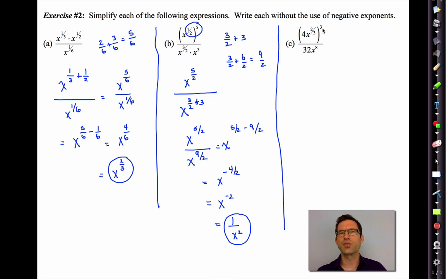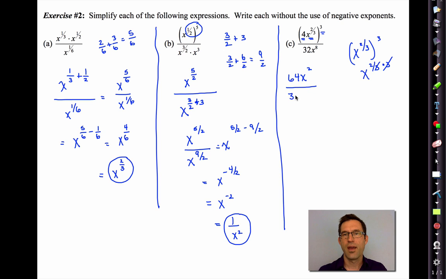4x to the 2/3 cubed. Now, one thing you don't want to forget to do is apply that cubing to both the 4 and the x to the 2/3. So 4 cubed is 4 times 4 times 4, which is 64. Keep in mind that x to the 2/3 to the third would be x to the 2/3 times 3, but those would just cancel, and I'd have x squared. And then I'll have 32x to the 8th.